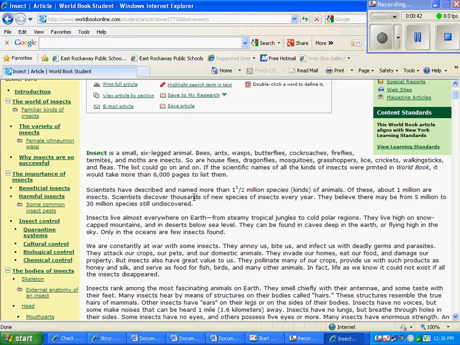Let's see. I see numbers here. Described and named more than 1.5 million species. And then, oh, scientists discover thousands of new species of insects every year. So the answer is thousands.